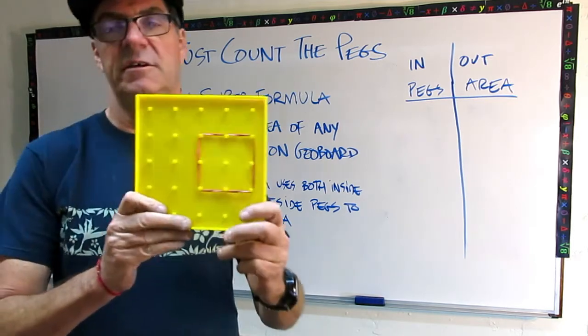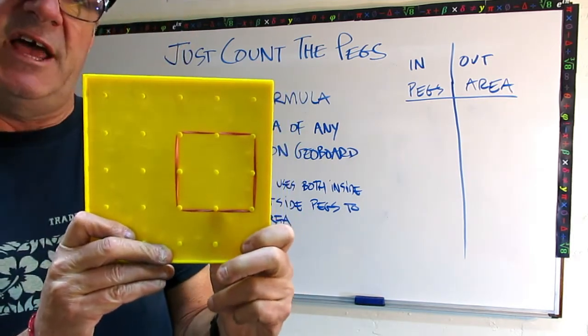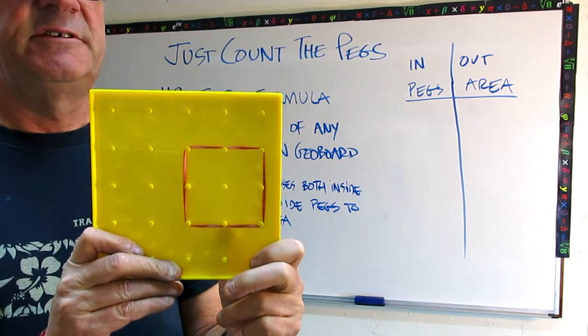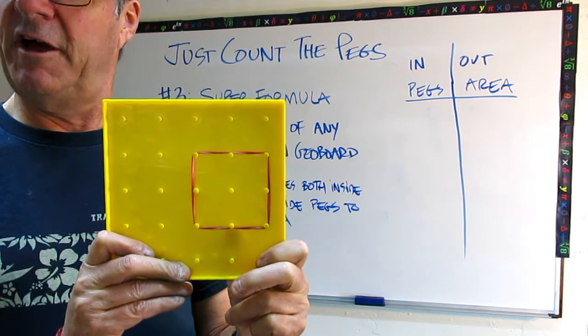So check this one out. Okay? It's got 1 inside peg, and it's got 8 outside pegs. And it has an area of 4.